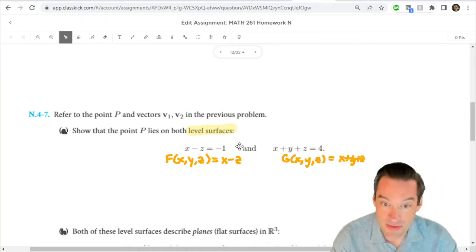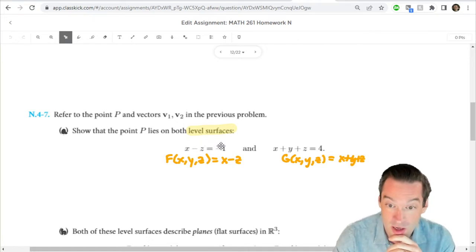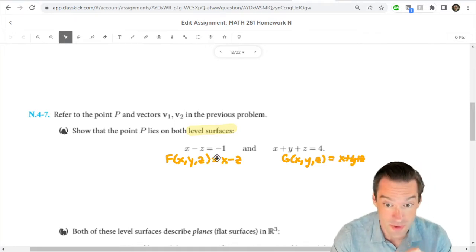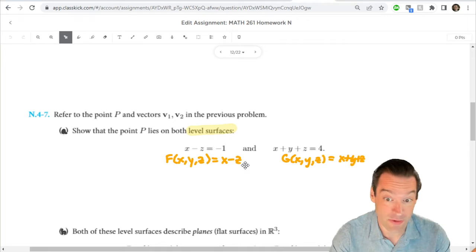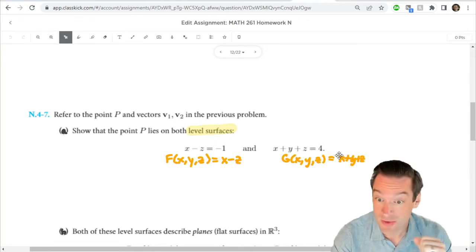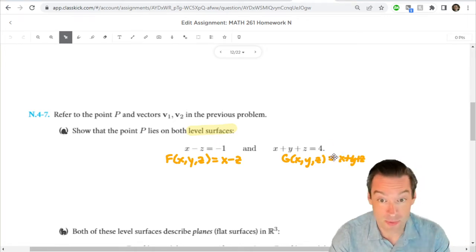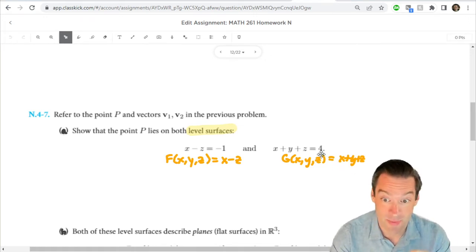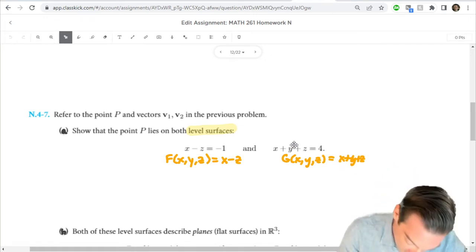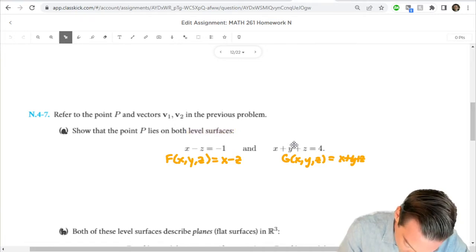That these surfaces are being described as what we might call constant loci of these functions. In other words, it's the set of all points. This one is the set of all points in 3 space for which the value of x minus z is all the same. They all have the same value of x minus z, and that value is -1. This surface consists of all the points in x, y, z space that have a common value of x plus y plus z, and the common value that they all share is 4. So that's what I mean when I call those level surfaces.